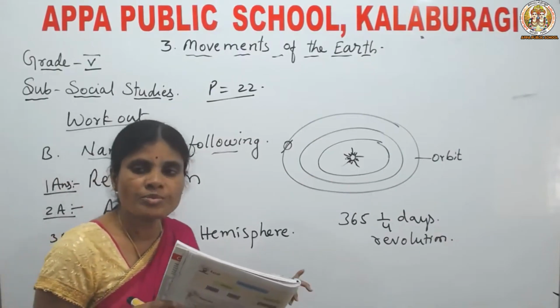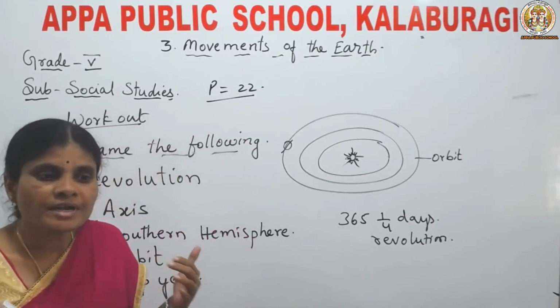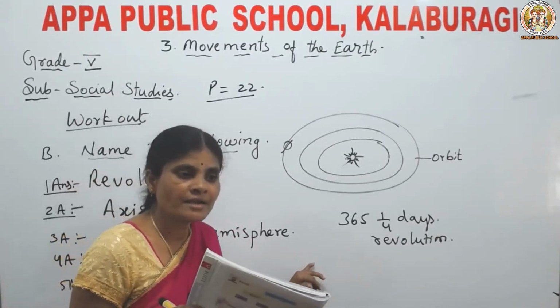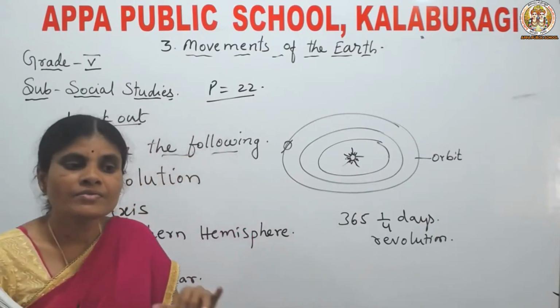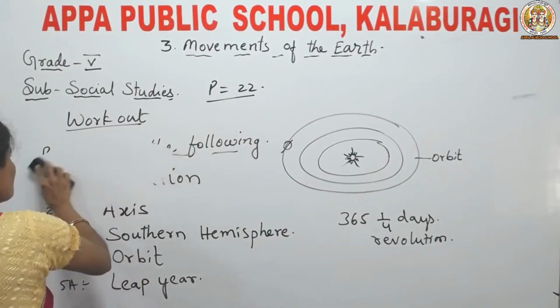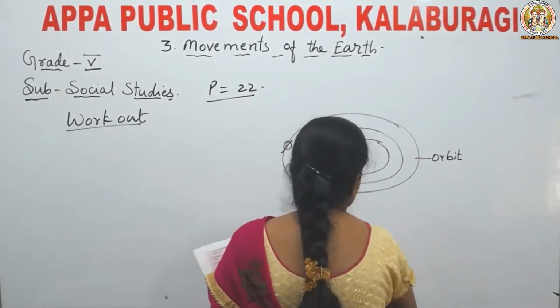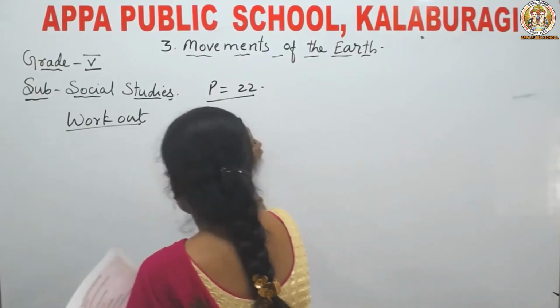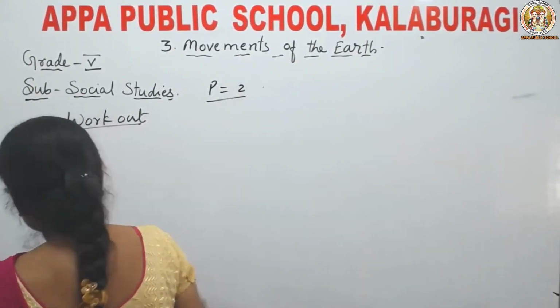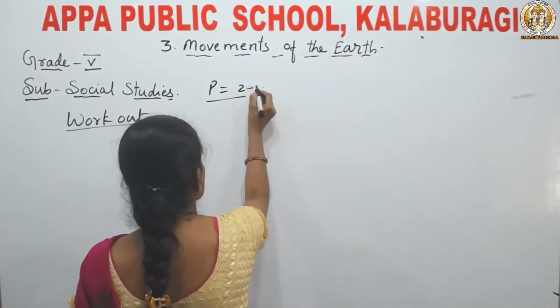Understood, children? Actually, how many days are there in February month? 28 days, isn't it? Instead of 28 days, we will get 29 days every 4 years. That year is called leap year. Understood, children? Now, let us move to next bit. Page number 23.